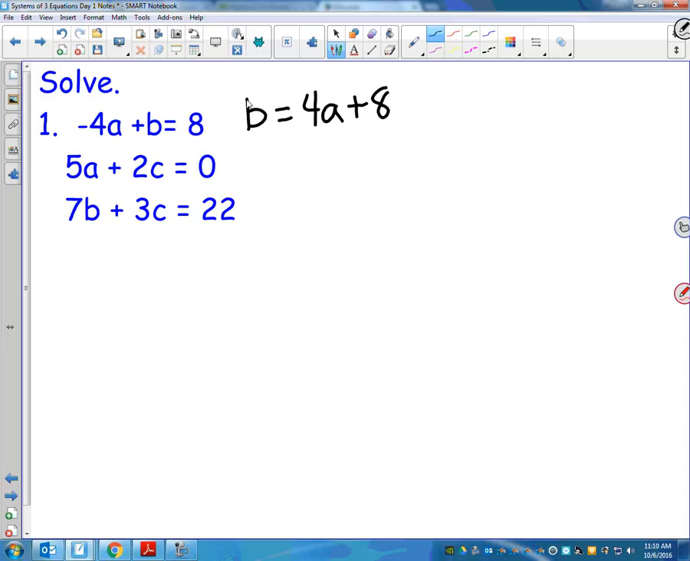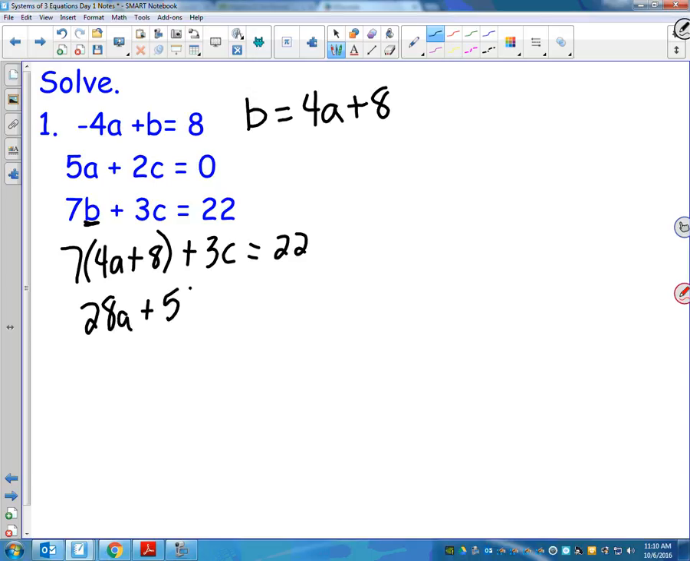Well, because in this equation, I should have solved for a, but that's okay. In this equation, there's a b. So could I replace b with 4a plus 8? And I would get 7 times (4a plus 8) plus 3c equals 22. Just so you know, my board is still not cooperating, so be prepared. So I have to do some work here again. I probably made this really terrible. So I get 28a plus 56 plus 3c equals 22.